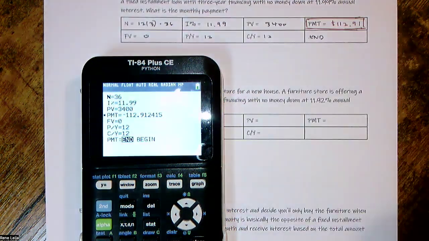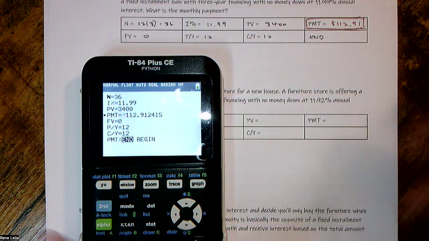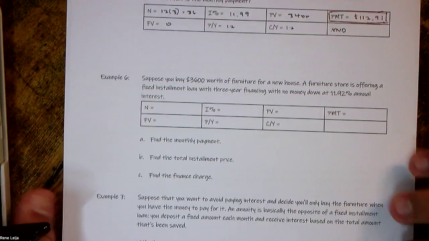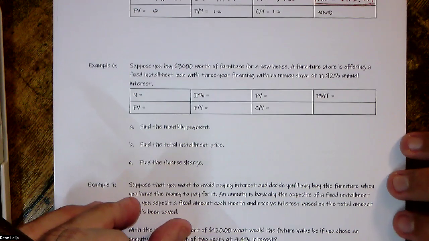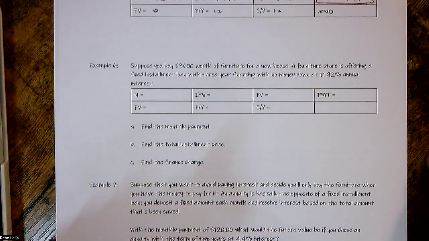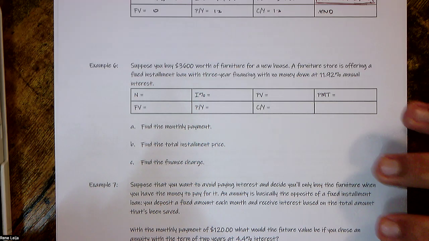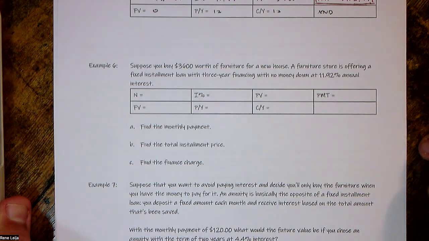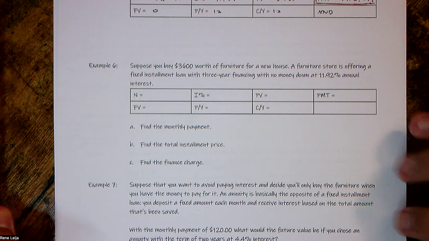And there we go. So that was nice, but all we had to do was enter the numbers in and go from there. Okay, now let's look at 6. Suppose you buy $3,600 worth of furniture for a new house. A furniture store is offering a fixed installment loan with 3-year financing, no money down, at 11.92% annual percentage rate. Find the monthly payment, the total installment price, and the finance charge.